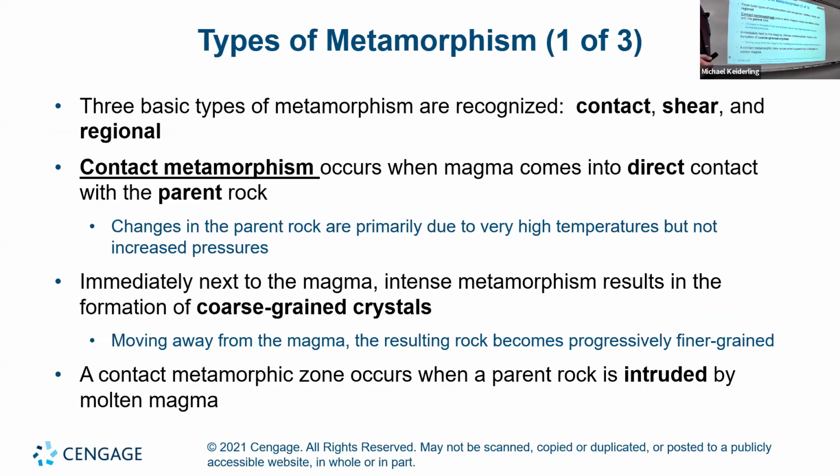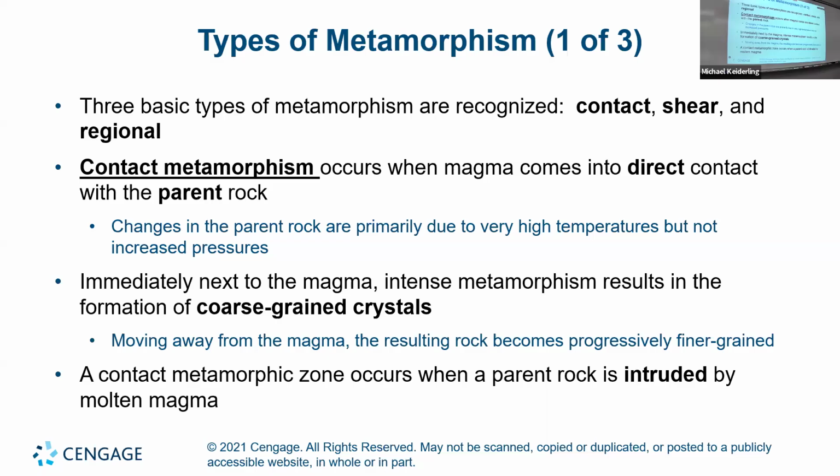So there's basically three types of metamorphism that can occur: contact, shear, and regional. Contact metamorphism is when magma comes in direct contact with the parent rock. So what's happening here is primarily we're just cooking it. Changes in the parent rock are primarily due to very high temperatures, but not much massively increased pressure. So this is a common way that marble forms. Immediately next to the magma, intense metamorphism results in the formation of very coarse-grained crystals. And as you move away from the magma, the crystals will be finer grained.